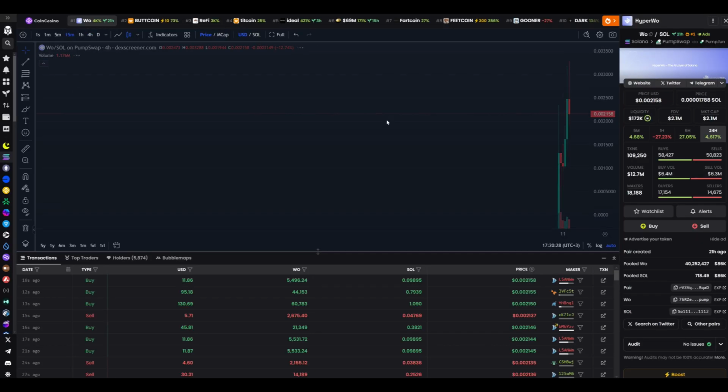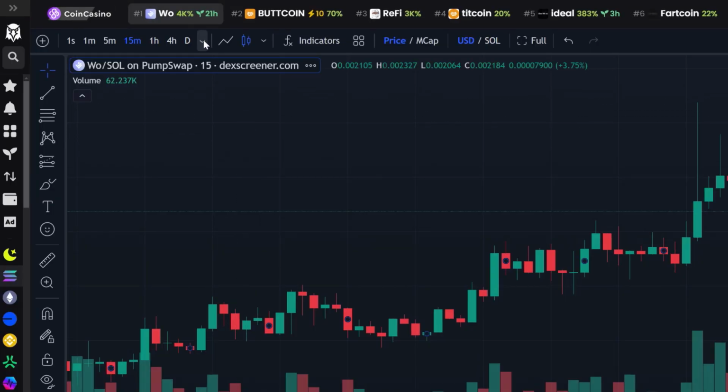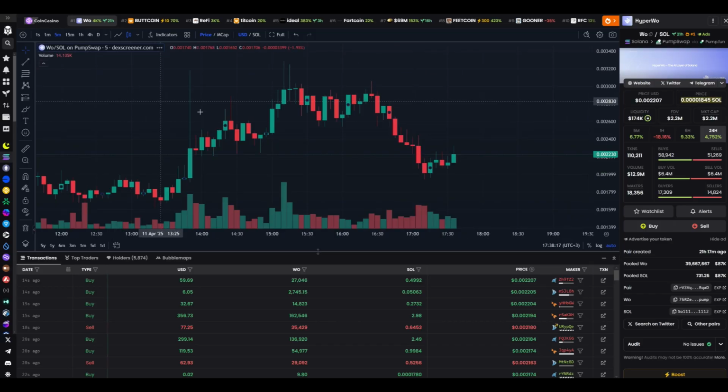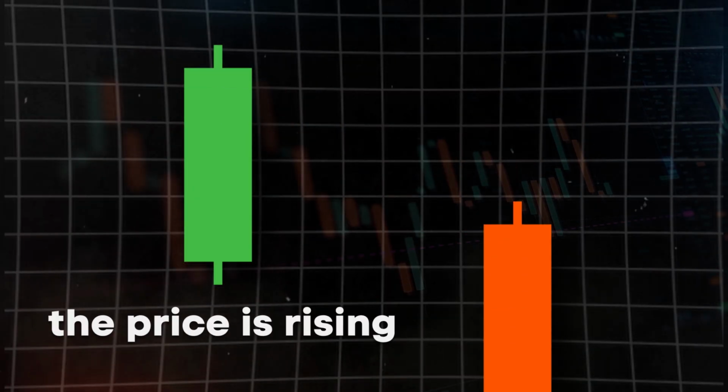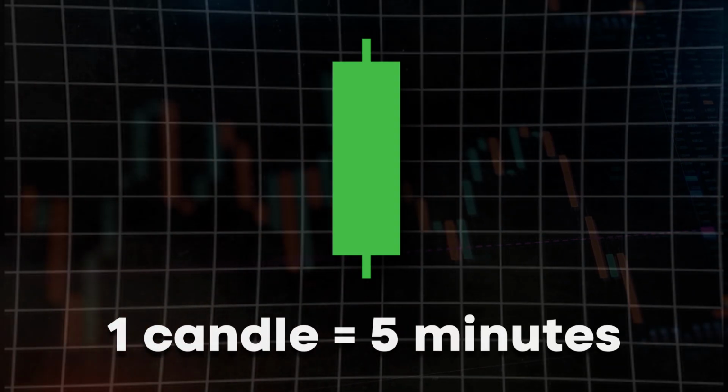On the left, in front of you, is a big chart. This is like the token's heart, showing what's happening with it. Above the chart are time frame buttons. 1 second, 1 minute, 5 minutes, 15 minutes, 1 hour. I set 5 minutes. It's more convenient to track movement. On the chart, you'll see candles. Green, the price is rising. Red, it's falling. One candle is 5 minutes of the token's life.